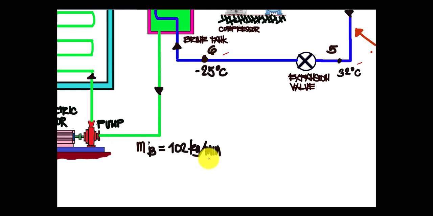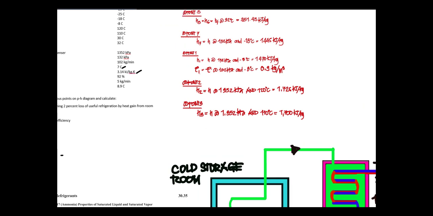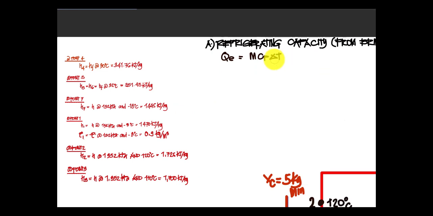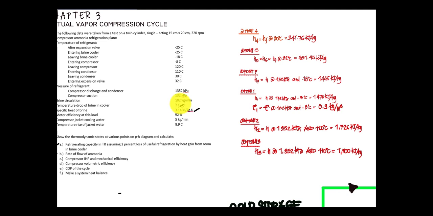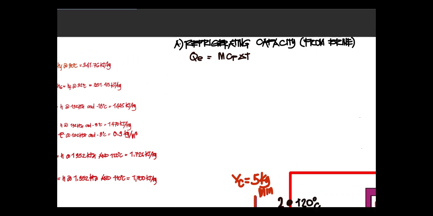The symbol represents the mass flow rate, so we have 102 kilogram per minute. Then for the specific heat, given in the problem, that will be 3.14 kilojoule per kilogram Kelvin, the specific heat of the brine water. Then for the change in temperature, we have 7 degrees Celsius. This is already the temperature rise of the brine cooler, so it can be represented as a change in temperature already.